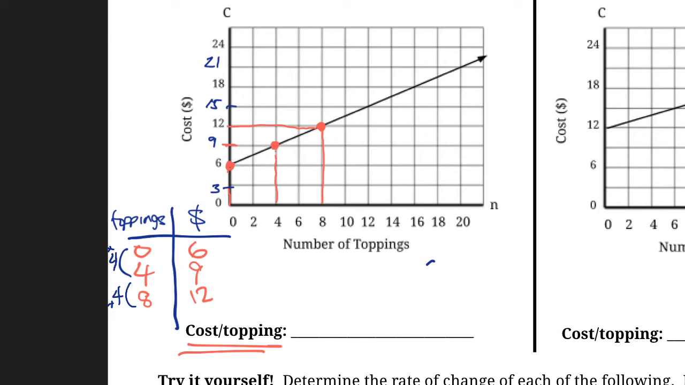And then what happens on the other side? So for each 4 toppings we add, how much more does it cost? Well, we go from 6 to 9, so that costs $3. We increase it by $3. And then from 9 to 12, we add another $3.